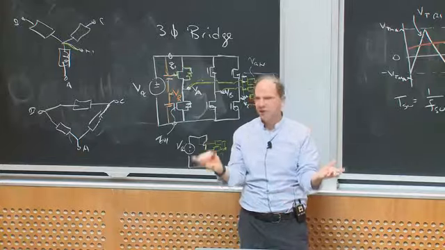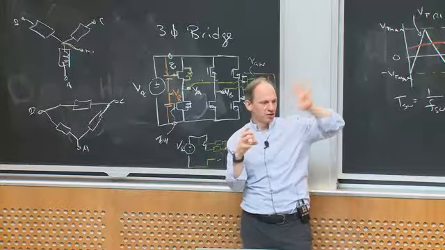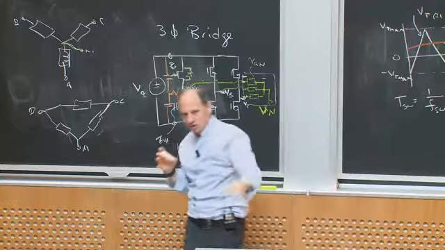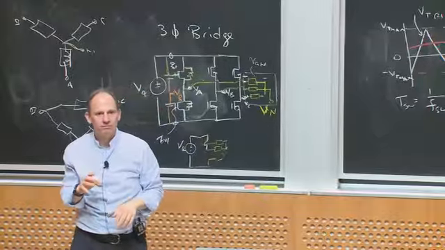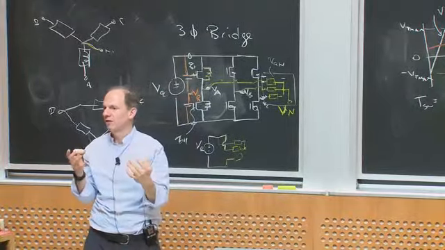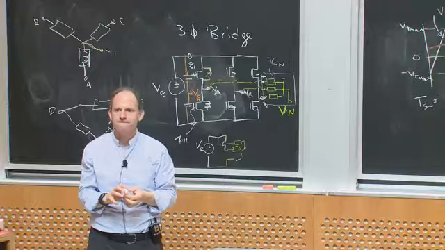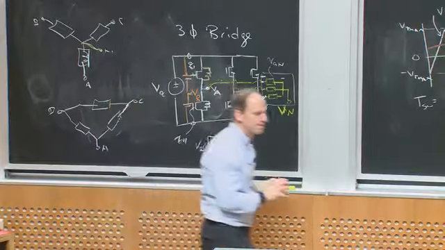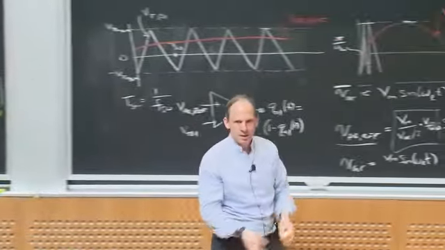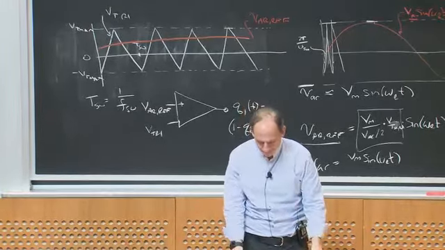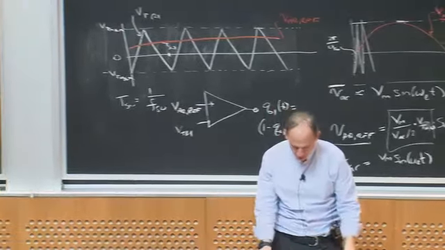So I can really generate something that looks like a sinusoidal, at least on average output, just the way I would do it with a single phase inverter. So this is the same trick of triangle intercept PWM that we talked about before. Any questions? Okay, so that's nice, right?